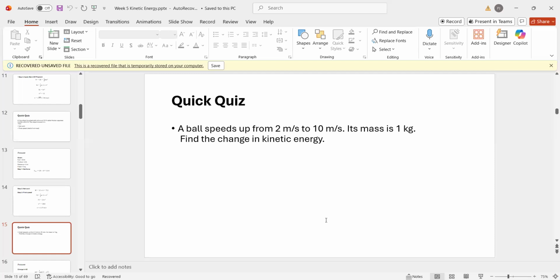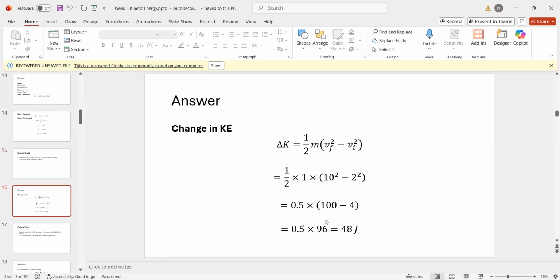All right, let's do it together. So the change in kinetic energy is initial minus the final. So we have the initial and the final, and we have the mass, so half times, and then she's able to arrive at around 48 joules.